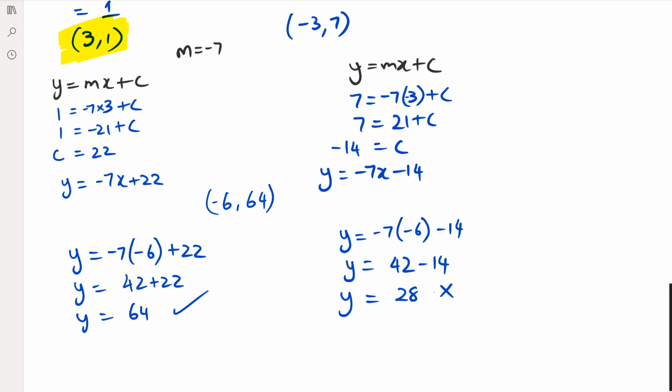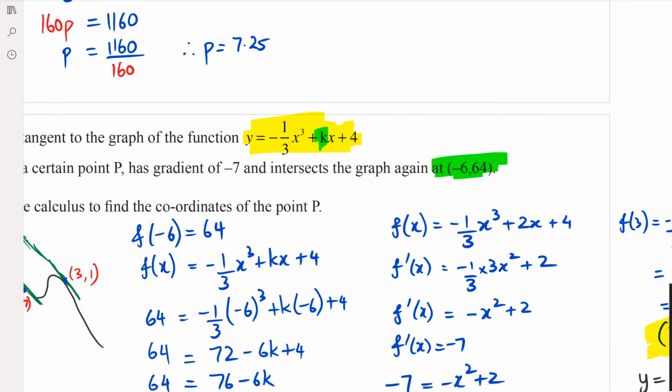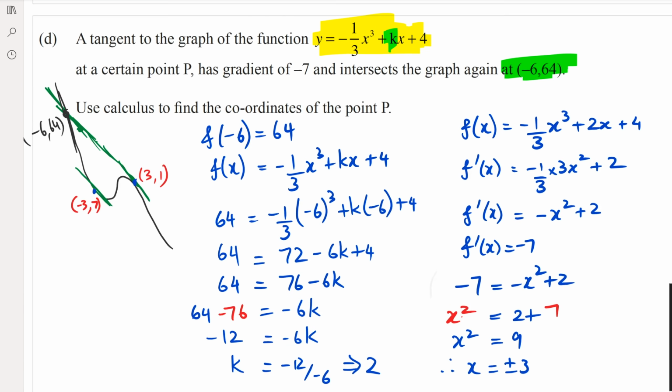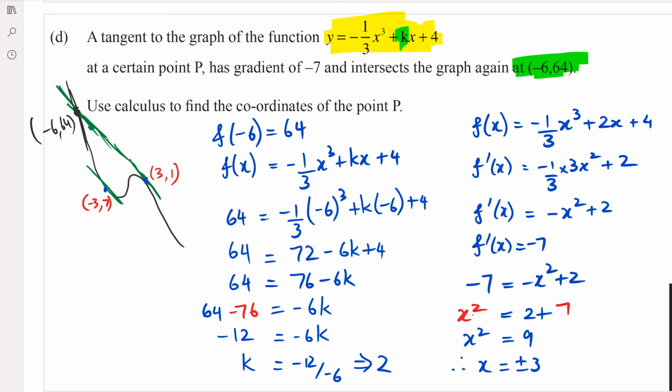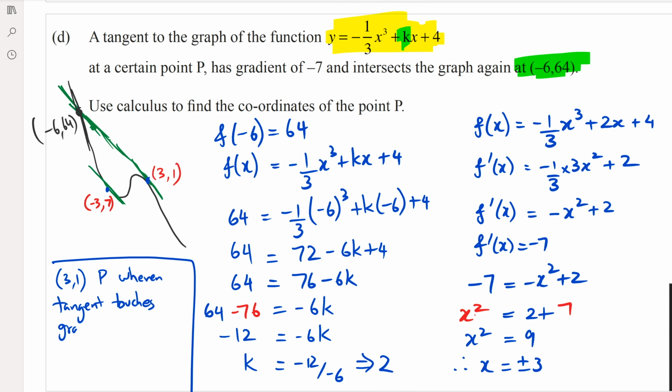You need to write a little sentence somewhere, I would say, once you finish all the calculations. Actually, I don't have space. The question says use calculus to find the coordinates of point P. I would probably just say 3, 1 is the point P where the tangent touches the graph at negative 6, 64. Okay, that's basically how we do it.